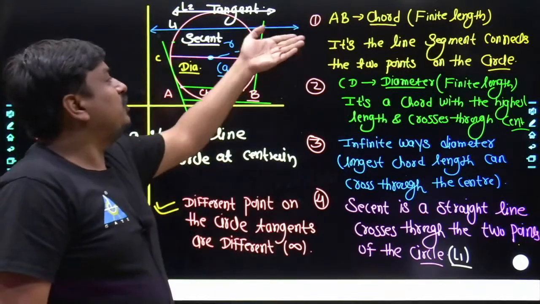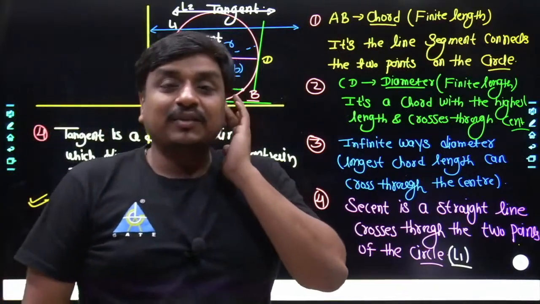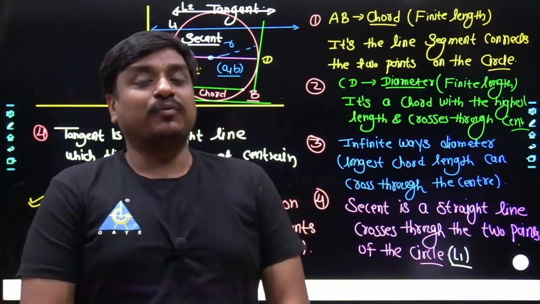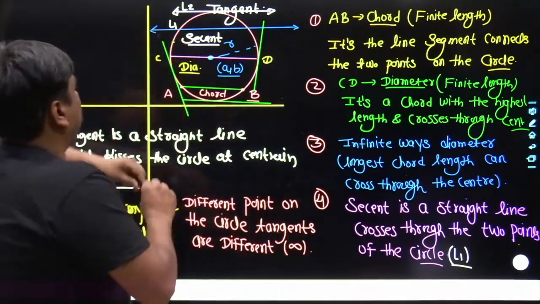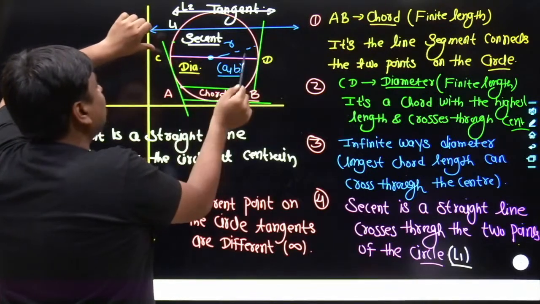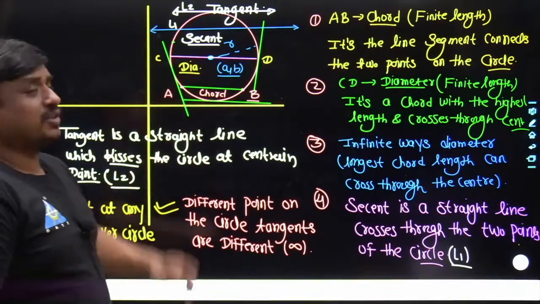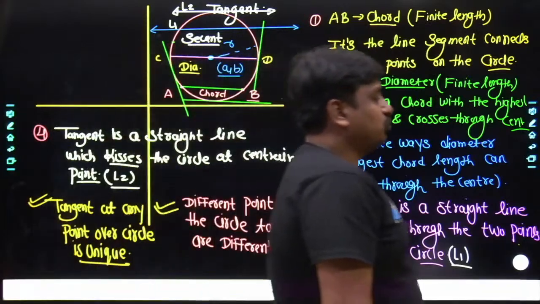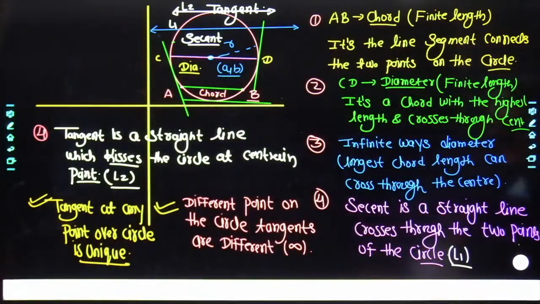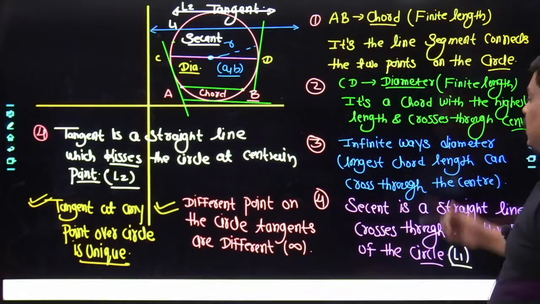Going forward a bit, next is the diameter. The diameter is a specific type of chord, one that crosses through the center of the circle. Like CD, it is a chord because it joins 2 points on the circle, but it also crosses through the center of the circle, and hence it becomes the diameter. And in future you have to keep one thing in mind: the diameter is the largest chord present inside the circle.